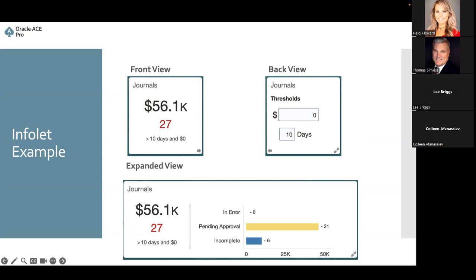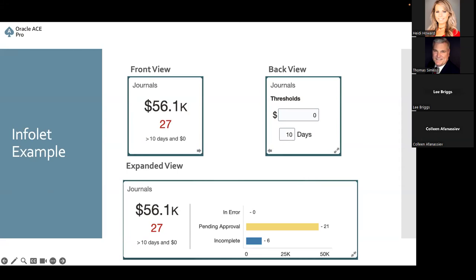So the front view displays first. I click the arrow pointing to the right, and it shows me the back view. On the back view, I can go back to the front view with the arrow pointing to the left, or I can expand with the 2 arrows looking out. If I click on the 2 arrows, I now get my expanded view. This is my accounts. In this case, that 56 grand is made up of $0, 0 journals in error, 21 of them pending approval, and 6 of them incomplete.